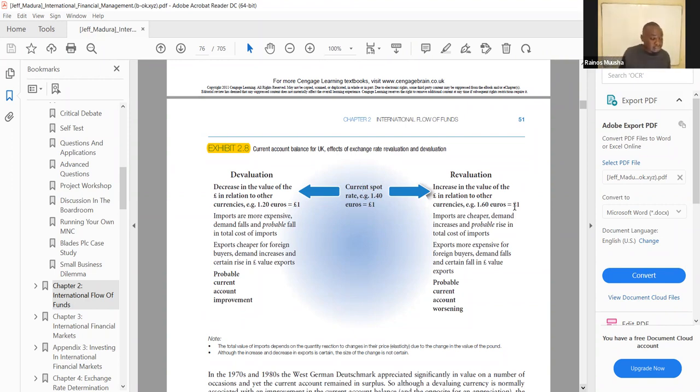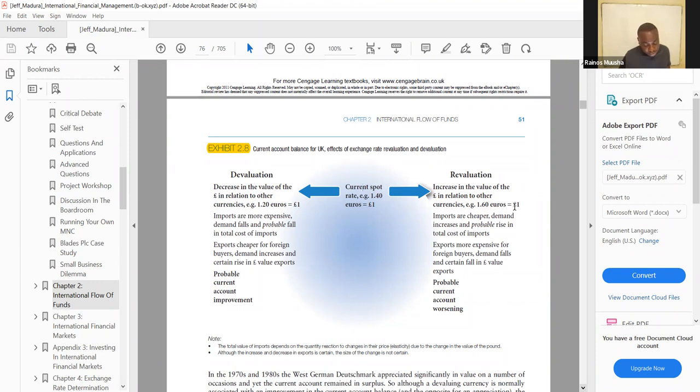Probably we're expecting a situation where the current account is worsening, where there is an increase in the negative and a probable decrease in the positive as well. So which means that in this case, we're expecting the current account to worsen at the end of the day.